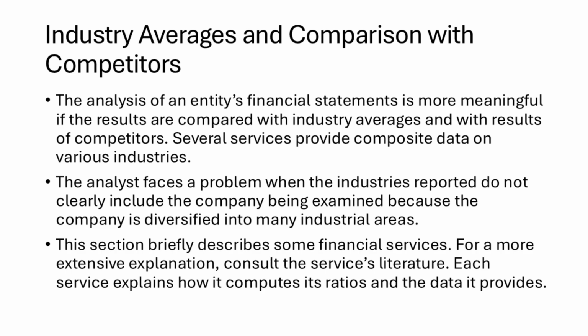The analysis of an entity's financial statements is more meaningful if the results are compared with industry averages and with results of competitors. Several services provide composite data on various industries. The analyst faces a problem when the industries reported do not clearly include the company being examined because the company is diversified into many industrial areas. Since many companies do not clearly fit into any one industry, it is often necessary to select the industry that best fits the firm. The financial services lists industries and suggests in which industry to place a company. Thus, a financial service listing is sometimes used to identify the industry the firm best fits.